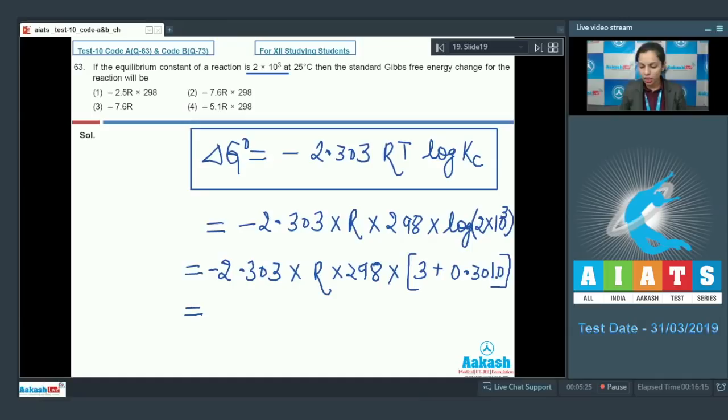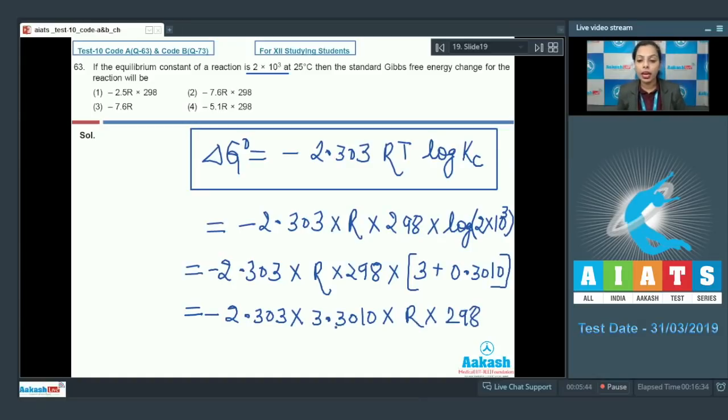Now this expression can be matched here. This is minus 2.303 into 3.3010 into R into 298. And if you multiply these two, 2.303 and 3.3010, this is equal to approximately 7.6, and this is R into 298.